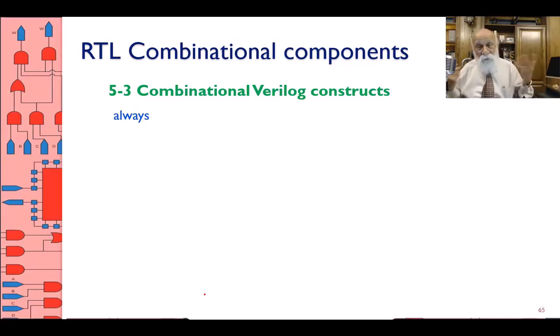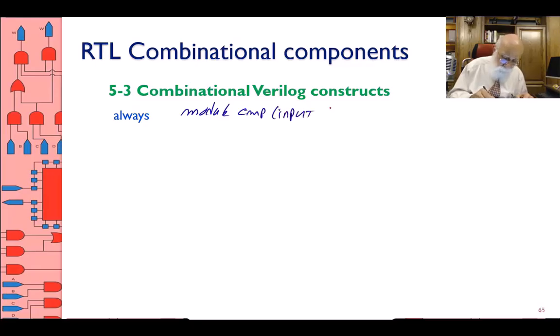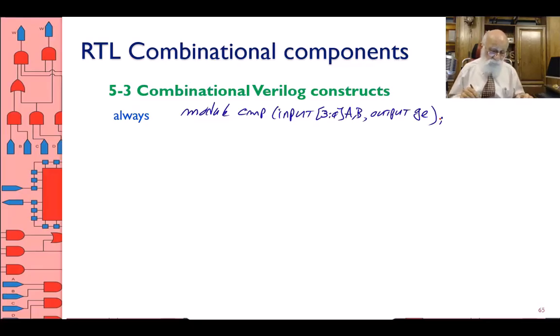All right, let's do always. Always is a procedural statement inside it, but on the outside it is a concurrent statement. I like to do a module CMP, okay, input [3:0] A comma B, output greater than or equal. GE becomes 1 if A is greater than or equal to B.